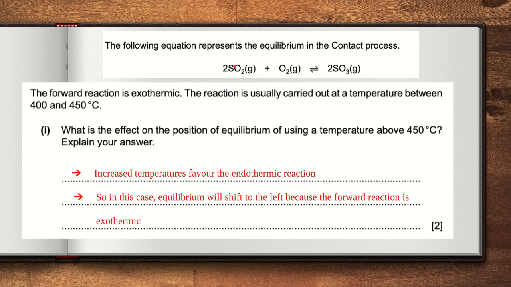Now you can say equilibrium will shift to the left or the right, the left being this way or the right being this way. Or you can say will favor the forward reaction or the backward reaction. Either way is right, either way will get you the mark. Find what works in your brain and stick with it every time. In my case, I like to say equilibrium will shift left and right. So in this case, because the forward reaction is exothermic, equilibrium will shift to the left.